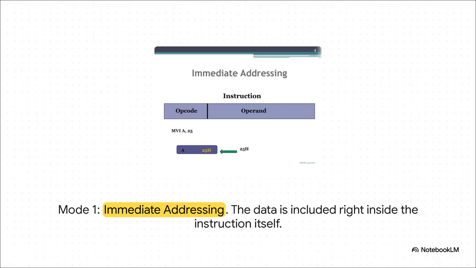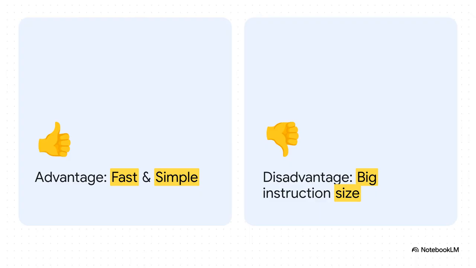The most straightforward way is immediate addressing. This is kind of like the recipe saying, add 5 grams of salt. The ingredient, the number 5, is literally right there in the instruction itself. There's no searching needed, it's just immediate. But here's the trade-off, and you're going to see this a lot. It's blazing fast, because the data's right there. But the catch? Putting the data inside the instruction makes the whole instruction physically bigger in memory. And it's not very flexible. You're stuck with that one value.